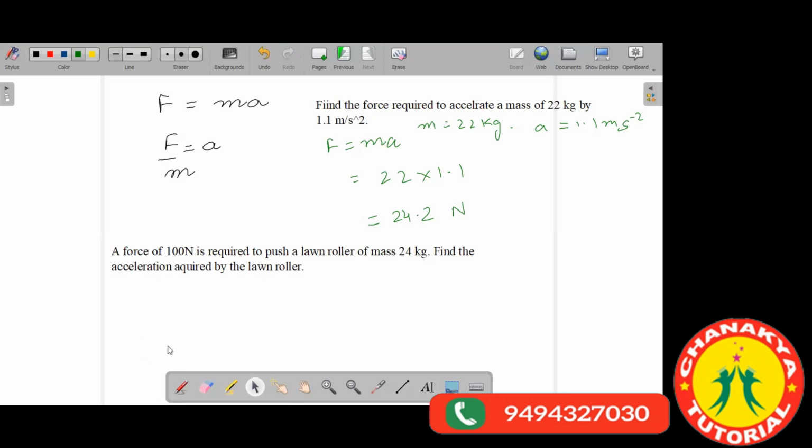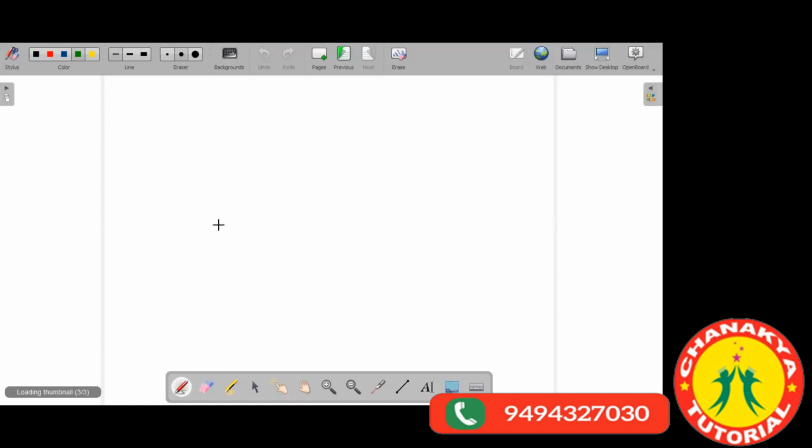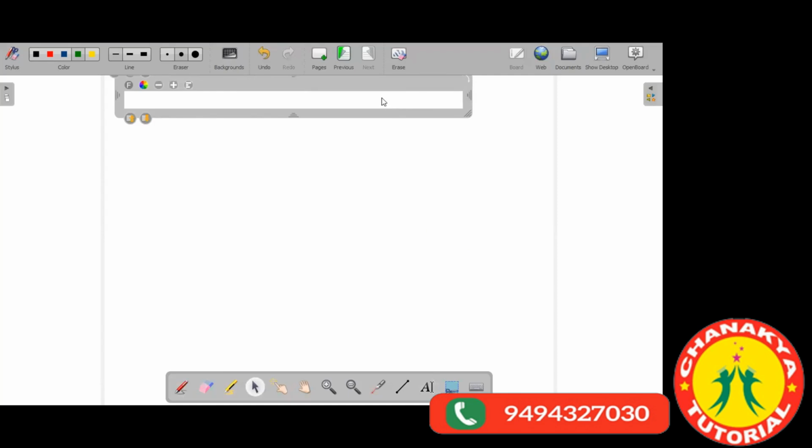So we have here force, and we need to find acceleration. So acceleration will be given by force by mass. Force is 100 Newton divided by 24, which is equal to 4.17 meter per second square. Don't forget to put the units. Okay, let's see another question. Currently we are doing just simple ones. Then after this, I'll be giving you a little bit of questions from this topic. So start with this question now.